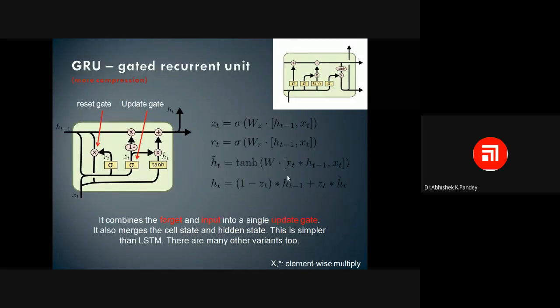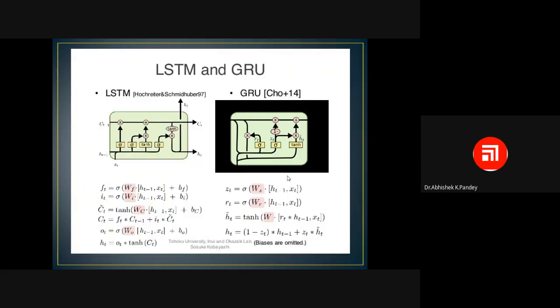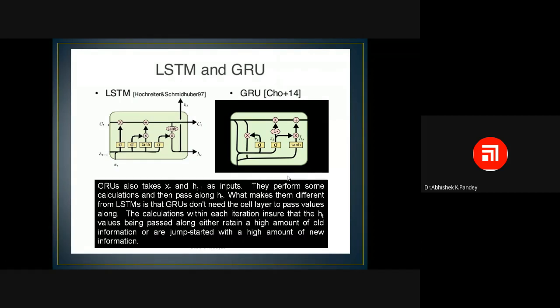So that is the gated recurrent unit. It combines forget and input into a single update gate. Getting my point? So we cannot ignore the update gate. It is very much necessary. It also merges the cell state and hidden state. So this is simpler than LSTM. Getting my point? But the result is not as good as LSTM. There are many other variants too, which I have mentioned, and that's why I have compared them also.